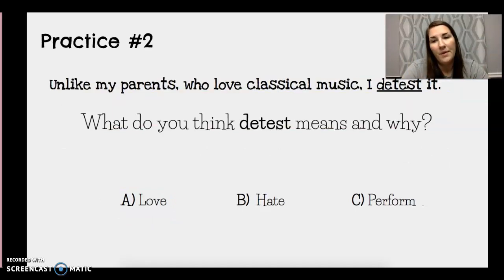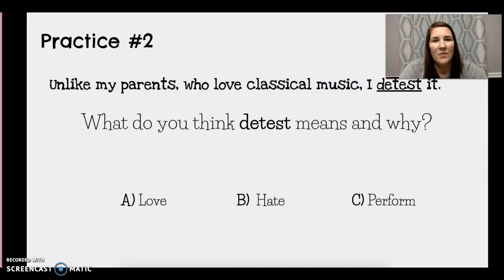Let's look at another one. Unlike my parents who love classical music, I detest it. What do you think detest means and why? So go ahead and pause the video and think about that. And when you're ready, I'll explain and you can press pause or press play.